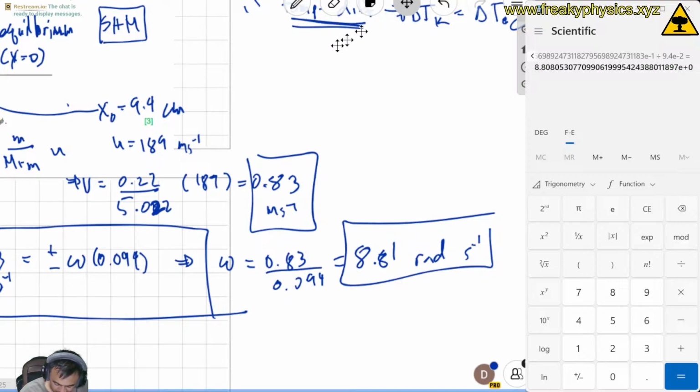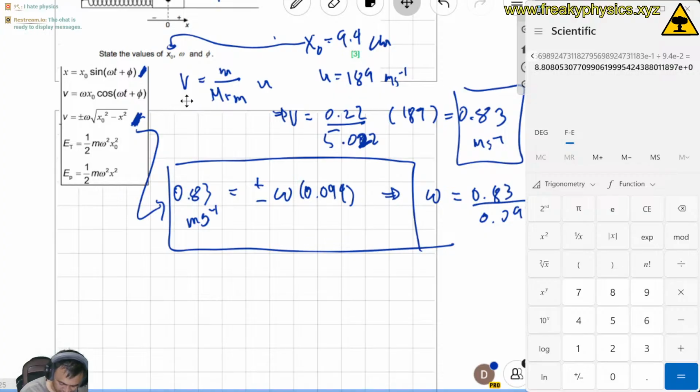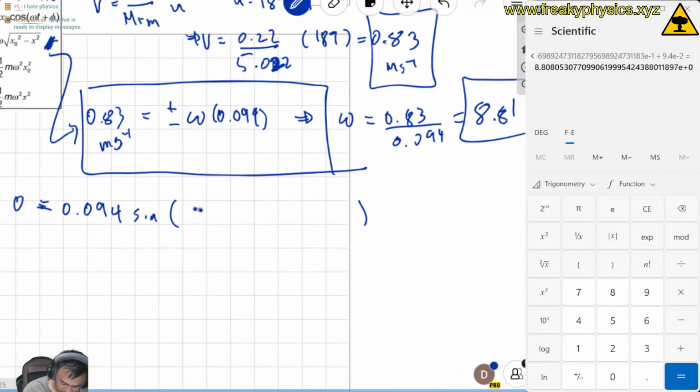All we gotta do now is put these values of omega and x0 into here. Okay, so how exactly do we do that? So let's just do 0 is equal to the amplitude 0.094 sine of our omega, which is 8.81. Our t is gonna be 0 plus phi.